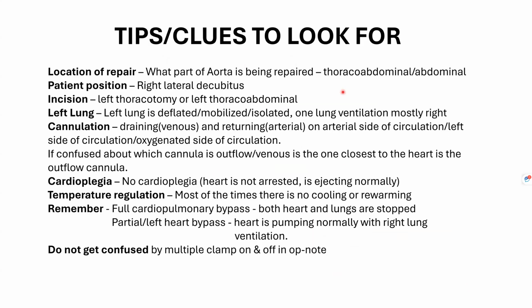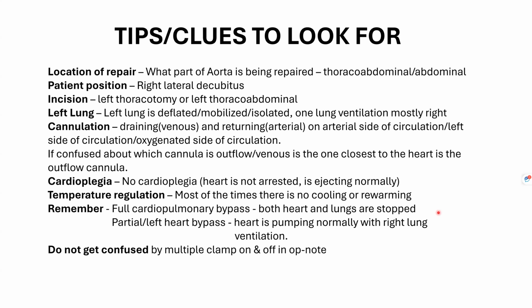Some tips or clues to look for when you're reading an op note that differentiate a full heart bypass from a left heart bypass: first, it starts with how the patient is placed on the operating table. For most of our cardiac surgeries, they are placed on their back, but when they are doing a left heart bypass, the patients are placed on the right lateral side. Of course, you will know what part of the aorta is being repaired. Most of the time it's either the thoracoabdominal or abdominal aorta, and the incision is almost always going to be a left thoracotomy or left thoracoabdominal, depending on how much of the aorta is being repaired.